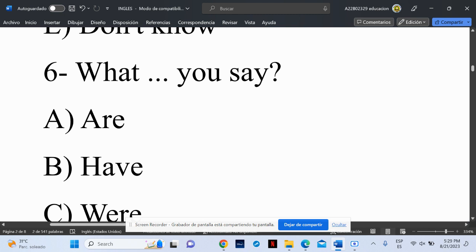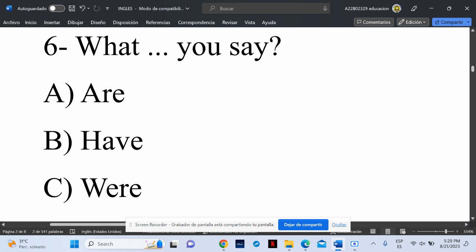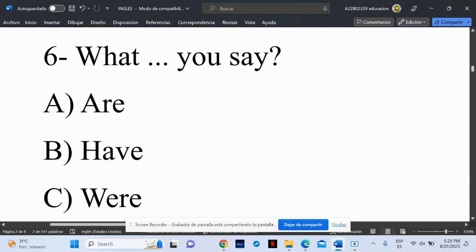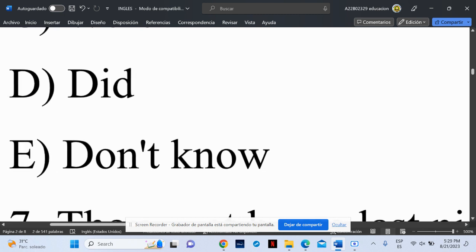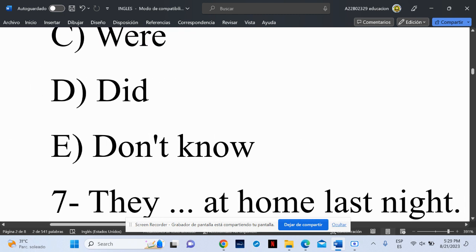O sea, la expresión correcta para esa pregunta va a ser la D, porque es la que tiene el tiempo verbal correcto y es la que tiene el verbo correcto que expresa la acción de lo que has dicho. Y como ves, está exactamente en el tiempo verbal específico que debe estar esta opción.